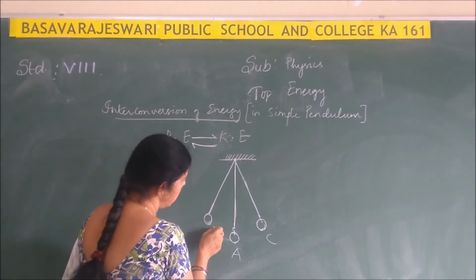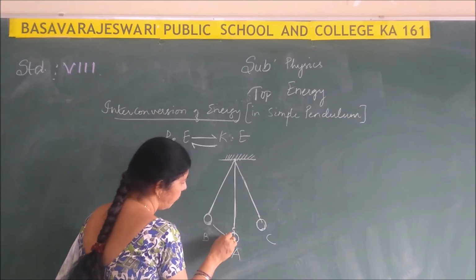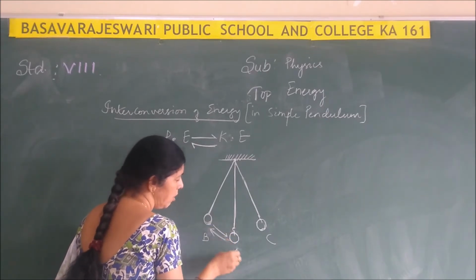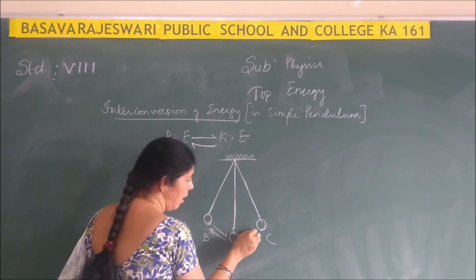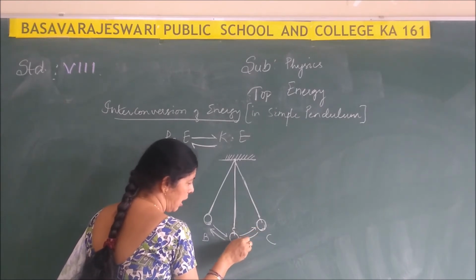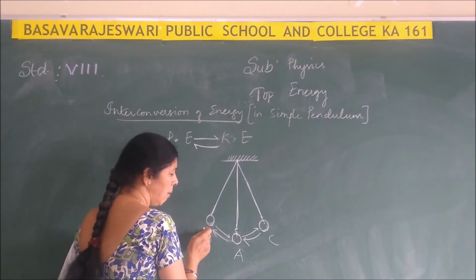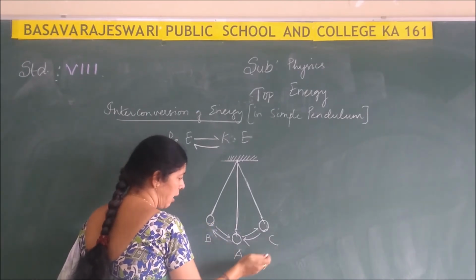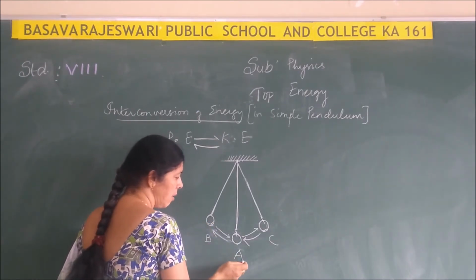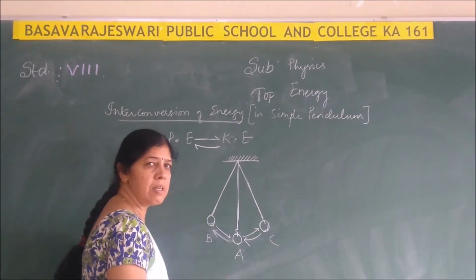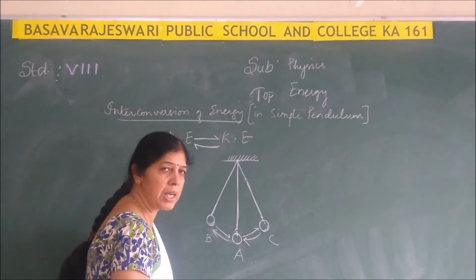This bob starts moving to A, and again from A, it will go up to C and come back to A. Now again it comes to B, back to A, C. Again A, B, A, C. Like that the simple pendulum starts oscillating.